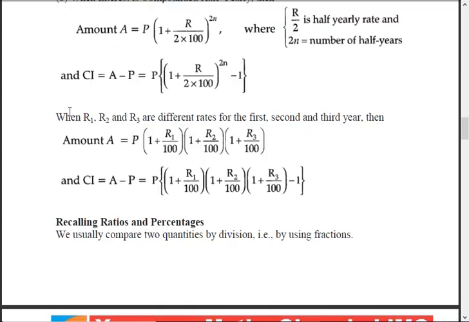Now if the rates of interest are different, three different rates for the first, second and third year, then the amount at the end of the third year will be A equals P into 1 plus R1 upon 100. This is the basic formula. Now go on multiplying with 1 plus R2 upon 100, 1 plus R3 upon 100, and then you will get the final amount. Then CI is the same: find the A, then minus the principal.